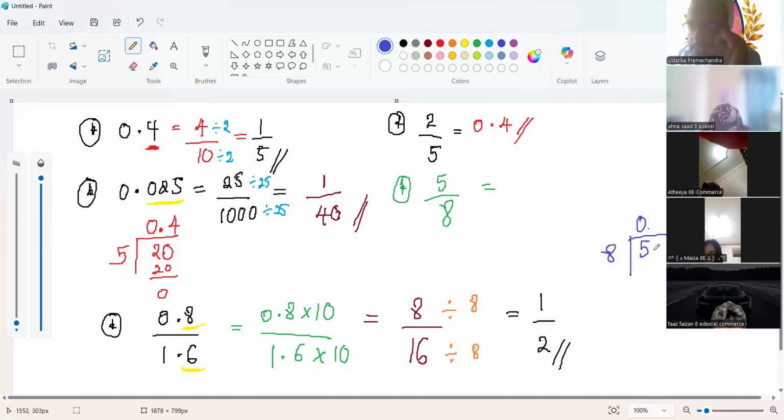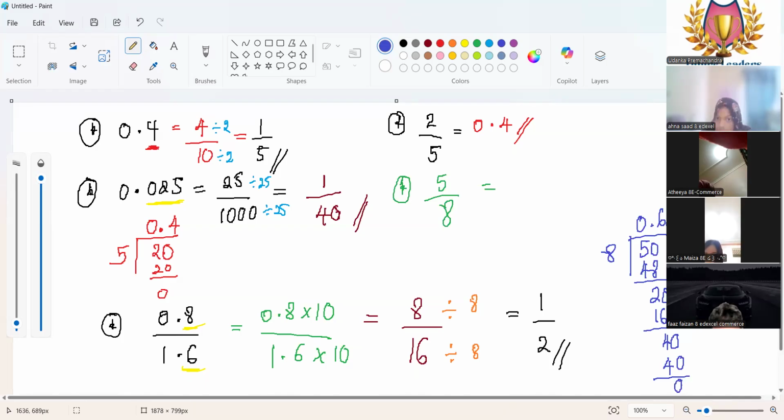How many 0? 450. How many 8? There are 6. 6, yeah. 6 into 8, 48. There are 2. For 20, how many? There are 2. 2 into 8, it's 16. There are 4. Another 4, there are no. 40, there are 5. 5 into 8, 40.